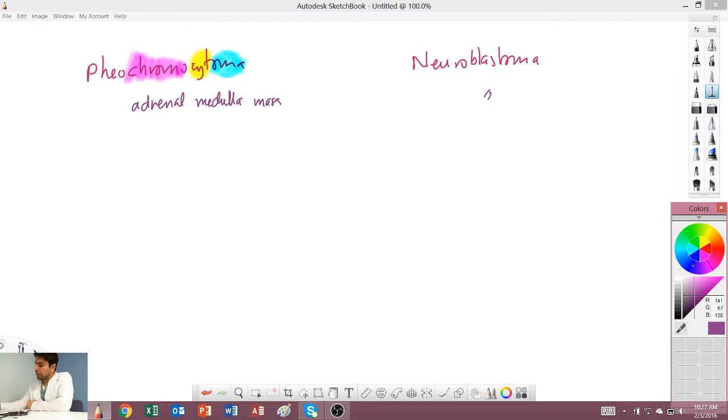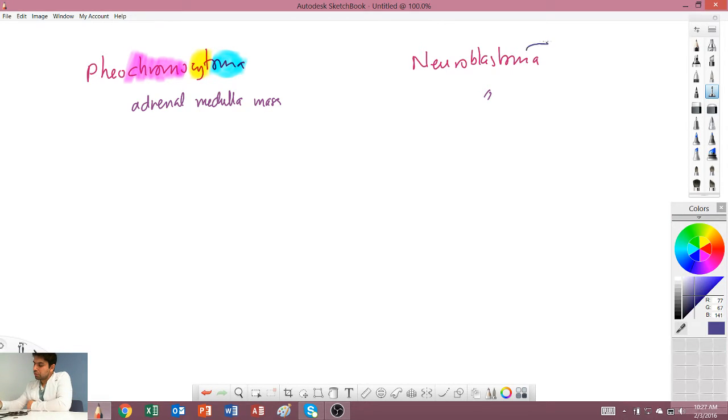Let me quickly write this down. Neuroblastoma is only in children. Pheochromocytoma is in adults. It's the same mass, the same thing. In children it's called neuroblastoma. In an adult it's known as pheochromocytoma. That's all. It's the exact same thing. It's a mass of the adrenal medulla.